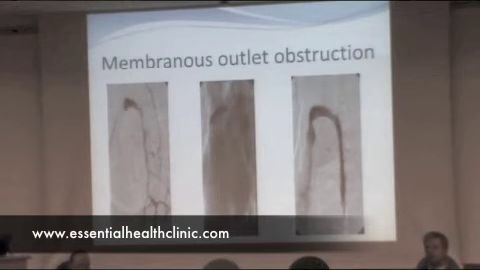Again, outlet obstruction. This is one of the common findings on azygous obstruction at the level of the outlet of the azygous vein. All the contrast is going down to the left renal vein and into the spine. This is during the dilatation, and you can see here the flow after the dilatation.